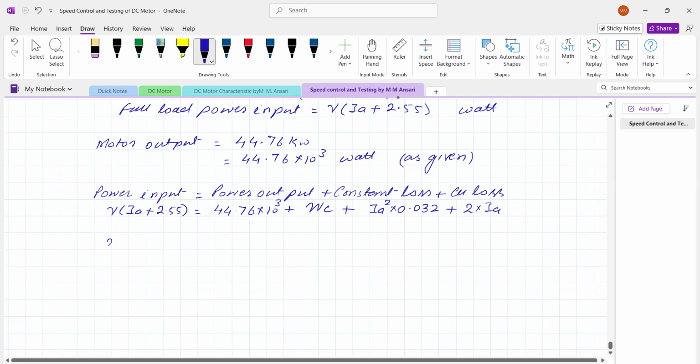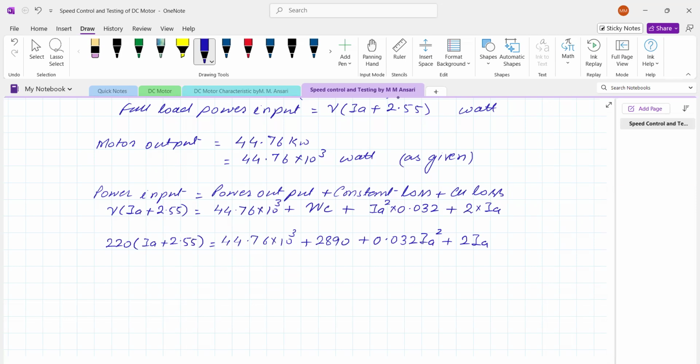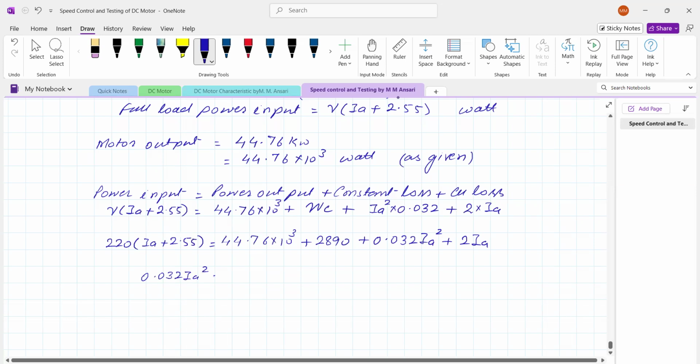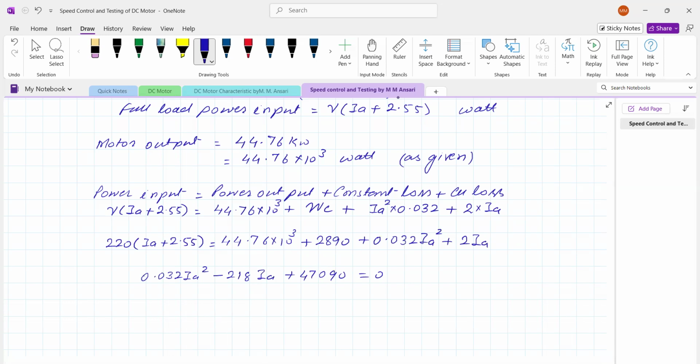So we will arrange this one: 220 into bracket IA plus 2.55 is equal to 44.76 into 10^3 plus constant losses 2890 watt plus 0.032 IA square plus twice IA. If you multiply this bracket, the total equation becomes 0.032 IA square minus 218 IA plus 47,090 is equal to 0. So it is a quadratic equation.